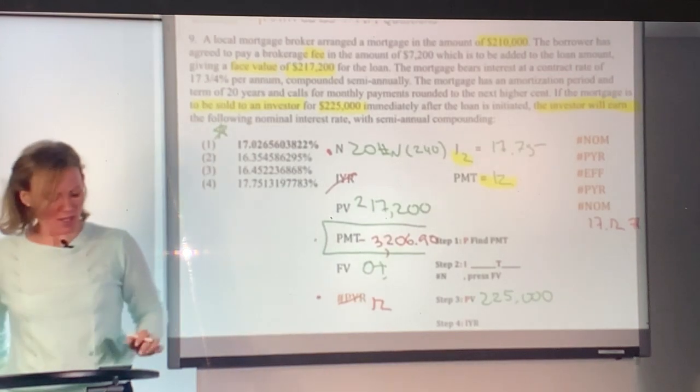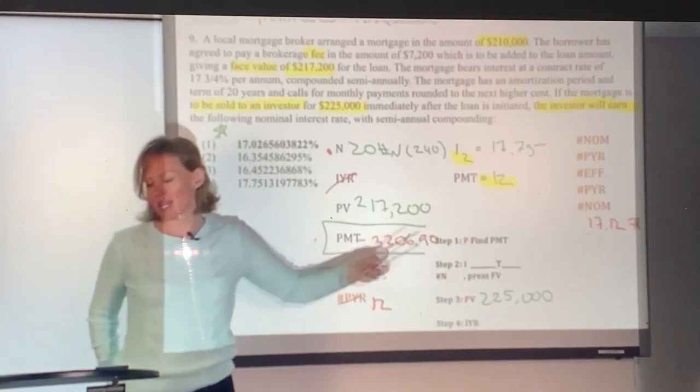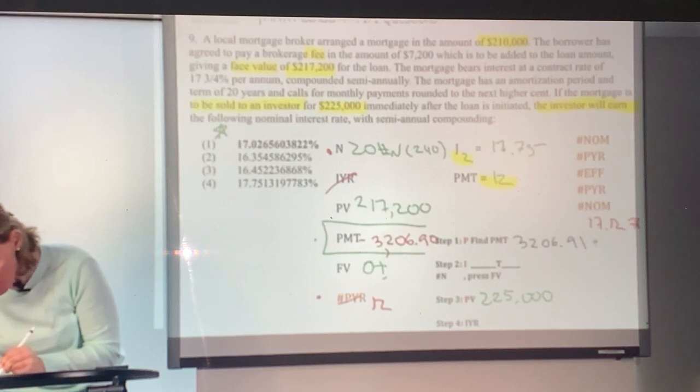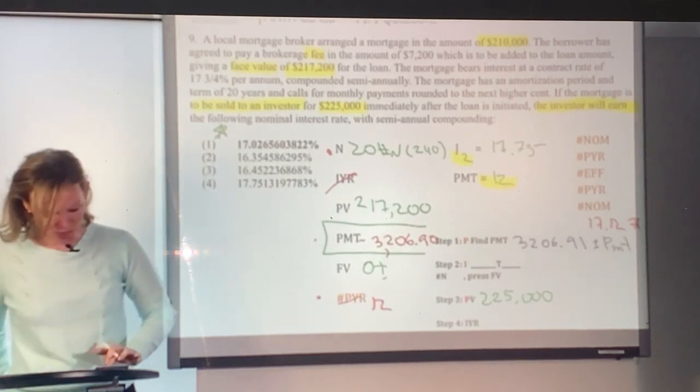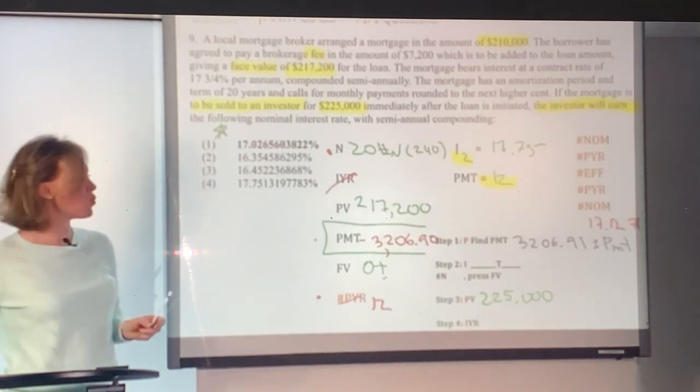So finish the step number 1. On top of your screen right now, you're going to put 3206 point, what's the next highest cent? 91. So it should be 3206.91 plus minus PMT. Okay, so my payment is increased. My payment is negative. Lots of zeros come up in the end, and my last cent is 1. Okay, step 1 is finished.